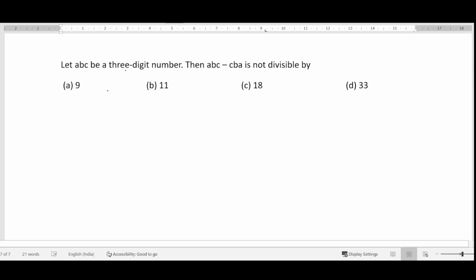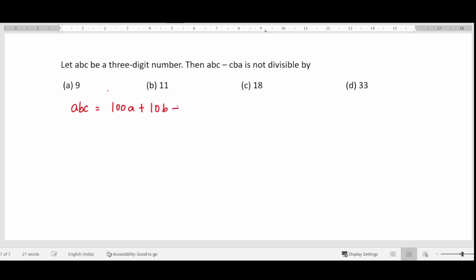Let ABC be a 3-digit number, then ABC minus CBA is not divisible by... So ABC can be written as 100A plus 10B plus C. Simple, like we write expanded notation for any 3-digit number. Okay, now CBA is equal to 100C plus 10B plus A.